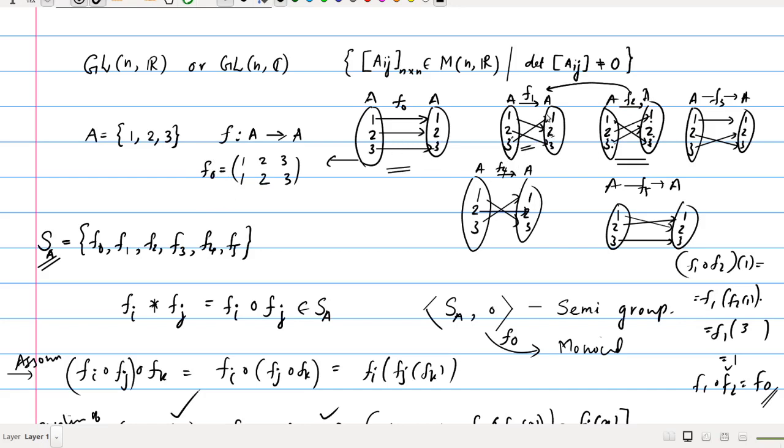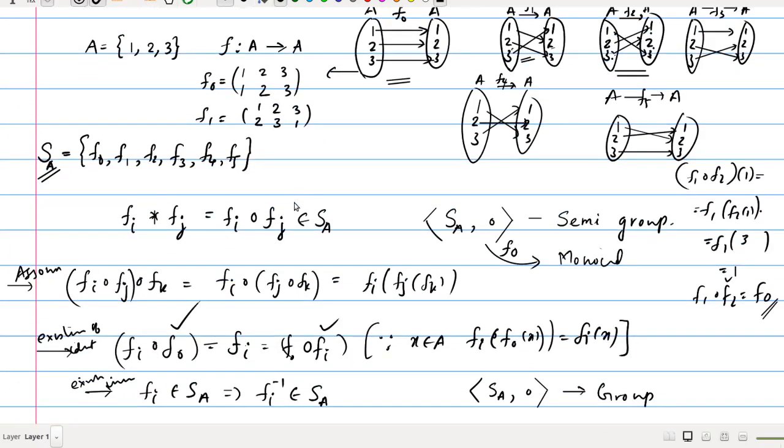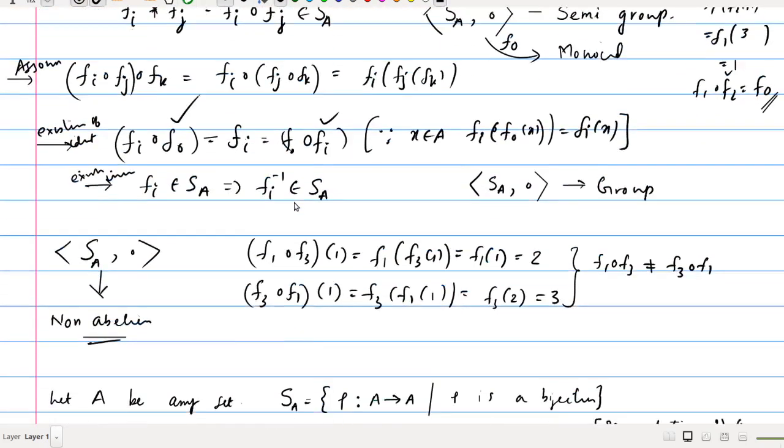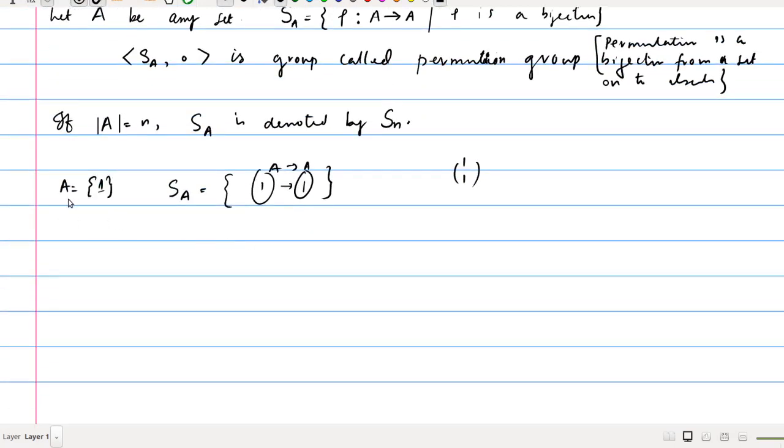Similarly, how will you denote this F1? F1 can be denoted by 1, 2, 3 in the first row, and in F1 the image of 1 is 2, so we write 2 here, the image of 2 is 3, so we write 3 here, and the image of 3 is 1, so 1 here. So this is the notation for F1. In a similar fashion you can write F2, F3, F4, etc.